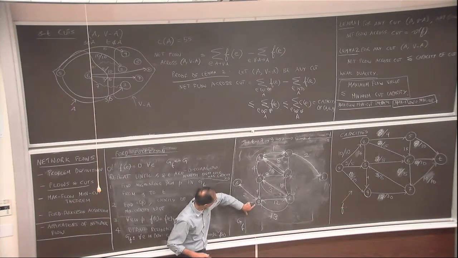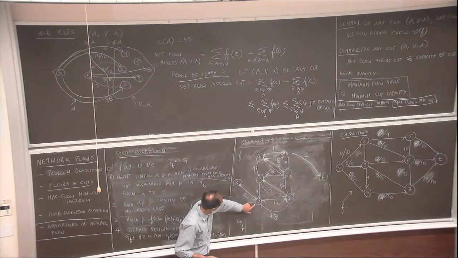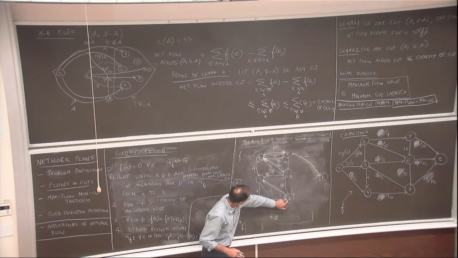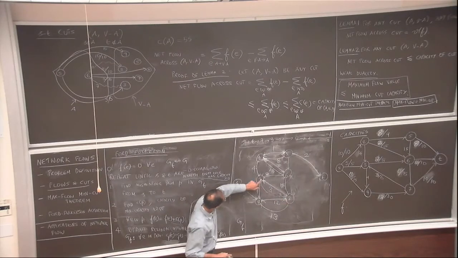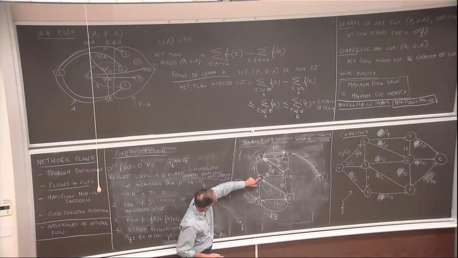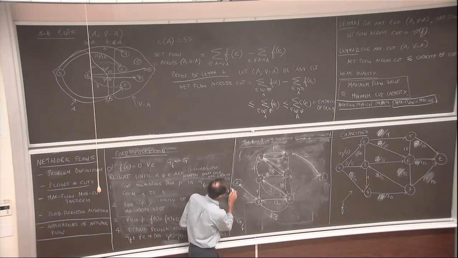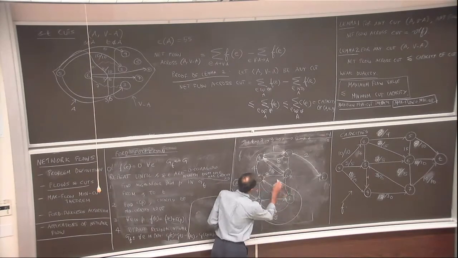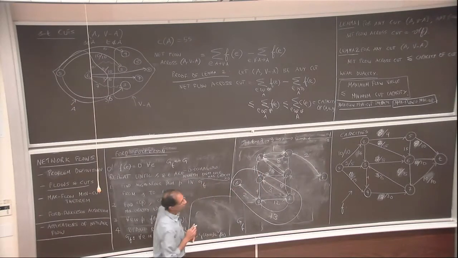S can go to 4, correct? Can S go to 7? Yeah. Can S go to 3? Yeah. Can S go to 6? No. Can S go to 2? Can S go to 5? So this is our minimum cut.